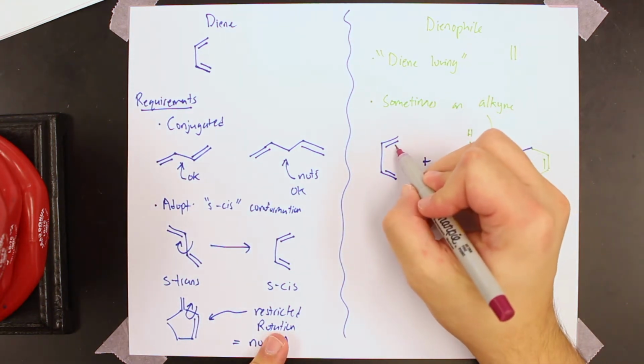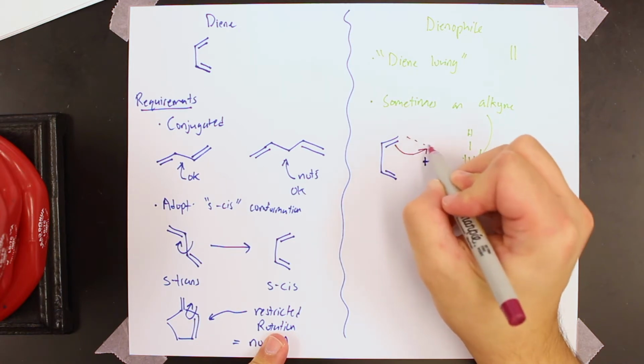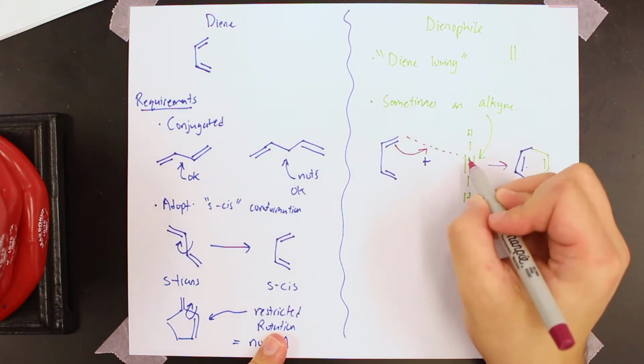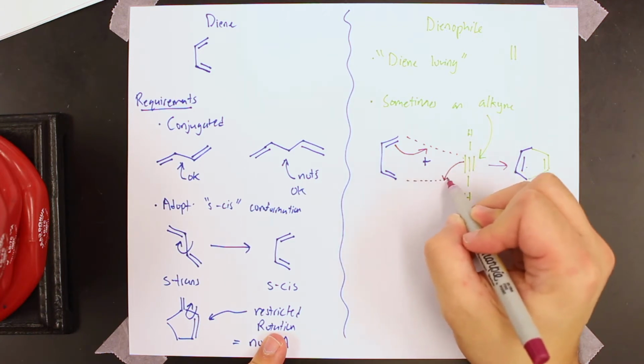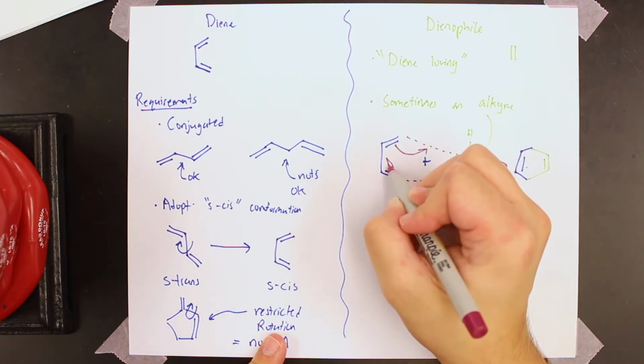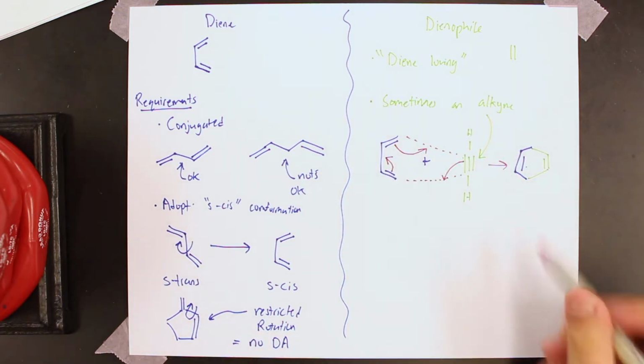So one of these double bonds swings out, forms a new bond here. One pair of these electrons comes down and forms a bond between here. And then this bond here becomes the pi bond. And then we get a dicyclohexene.